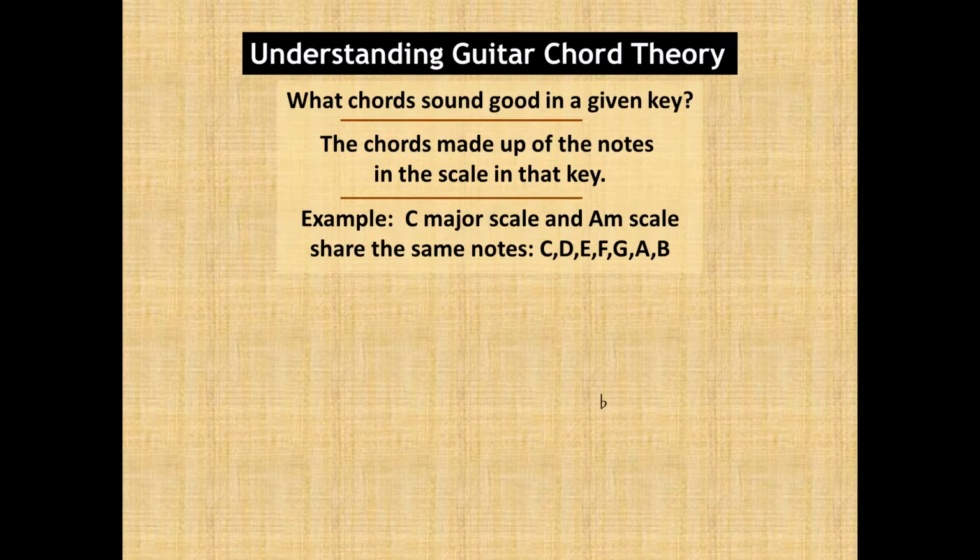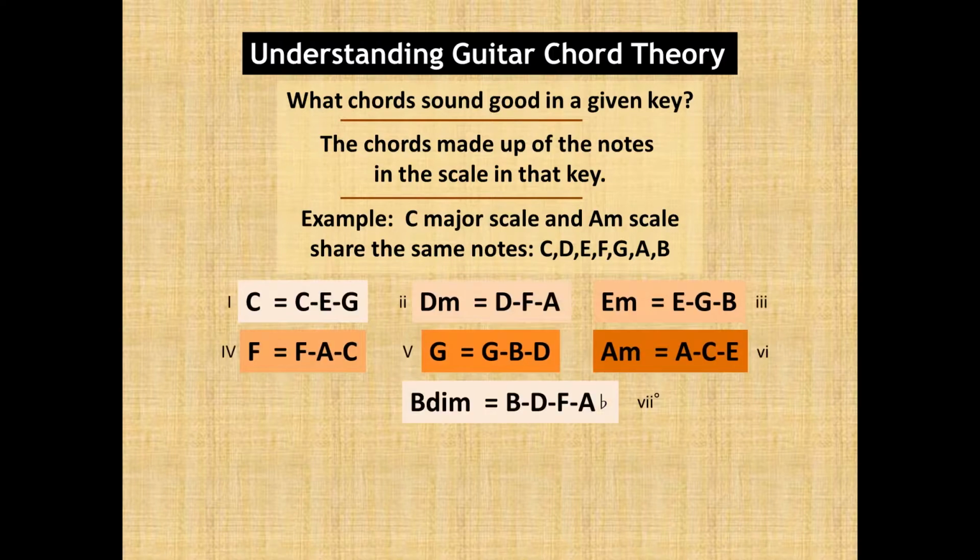So what chords would sound good for a song that's played in the key of C? And by the way, I mentioned here that the key of C major is the same as an A minor scale. We'll have another lesson on minor scales later. So the chords that sound good in the key of C are C, D minor, E minor, F, G, A minor. Those primarily are the chords. The seventh chord is B diminished. I'm not going to spend much time talking about that.